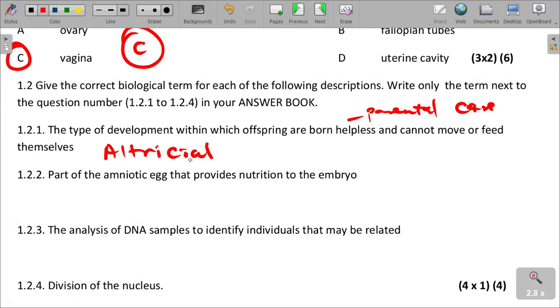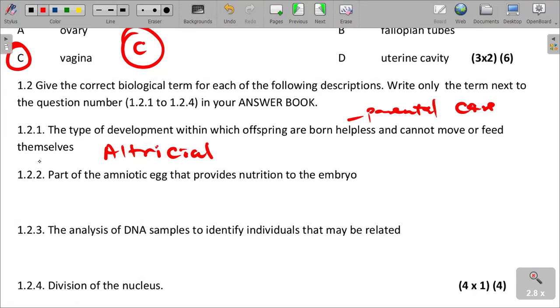The opposite of it is precocial. Precocial are those which are born able to move and able to feed themselves. They can even run after birth. We say those are called precocial, but the ones which are born helpless are called altricial.